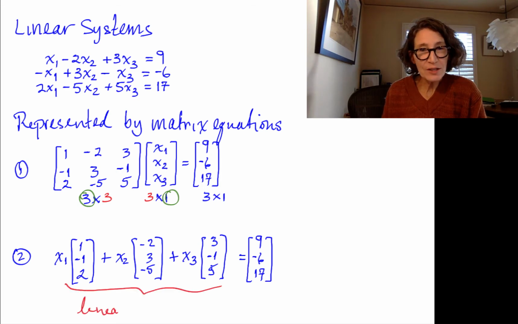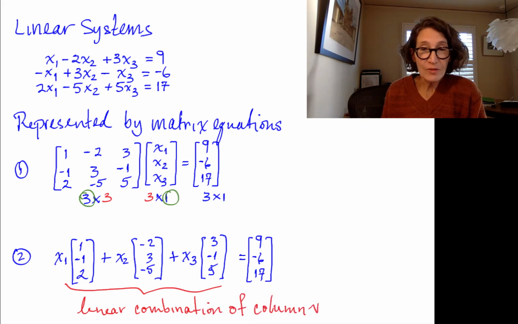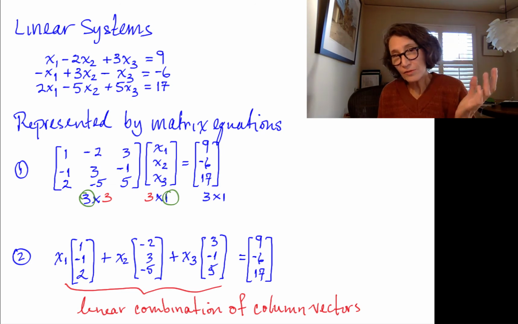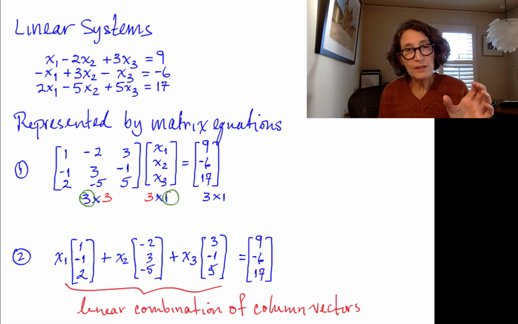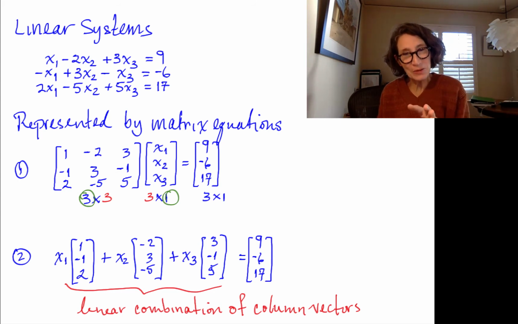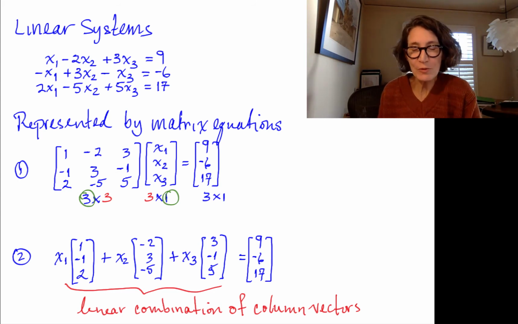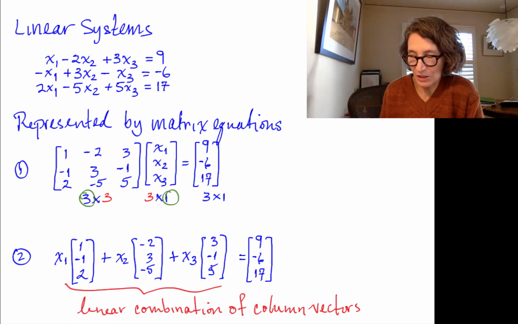So as I mentioned, this on the left side of this equation is called a linear combination of column vectors. Column vectors are just the columns of some matrix written as n by 1 matrices. And a linear combination means a sum of scalar multiples of something. So that's what we have on the left side of the second equation.